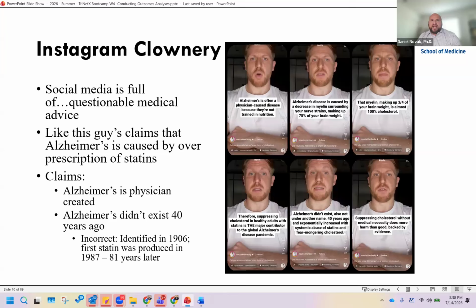Again, you can follow along if you want to look at the study from the Journal of Alzheimer's Disease that we developed in the past.